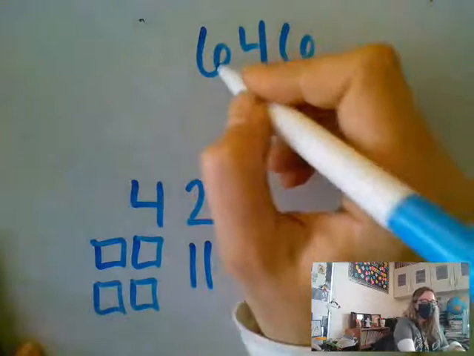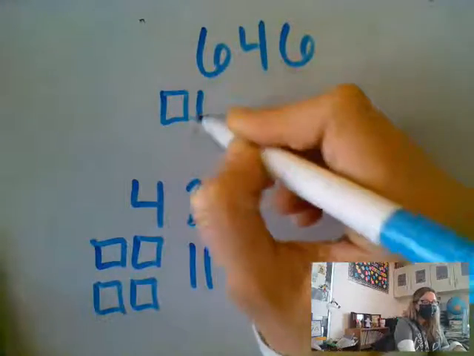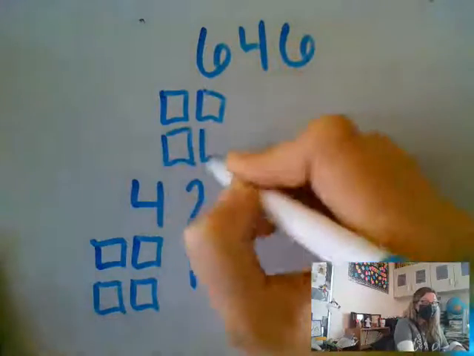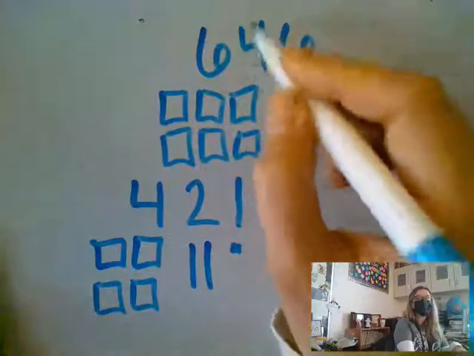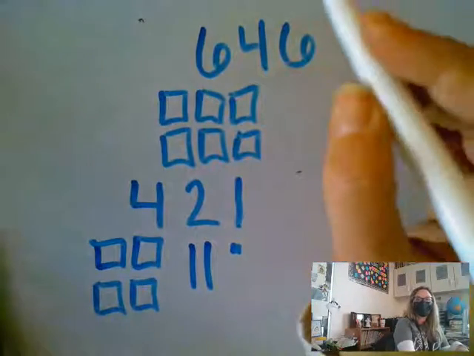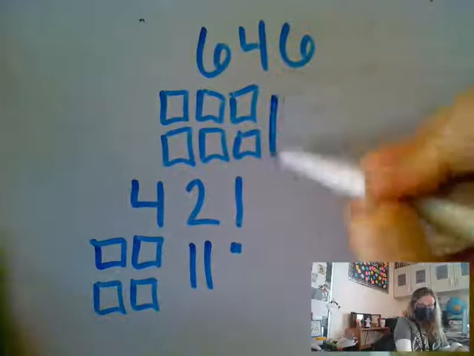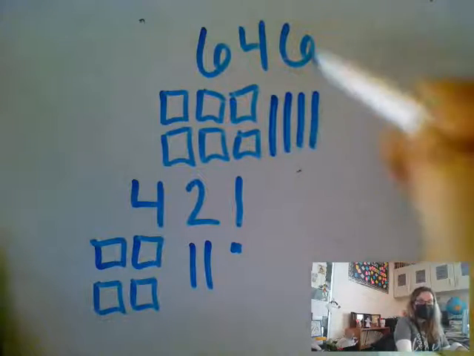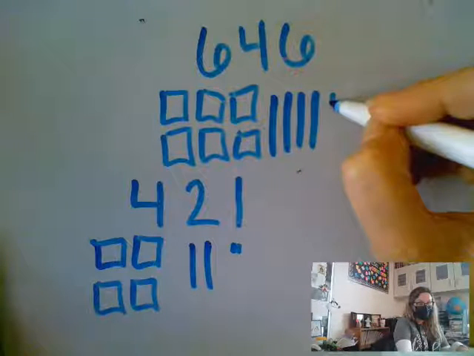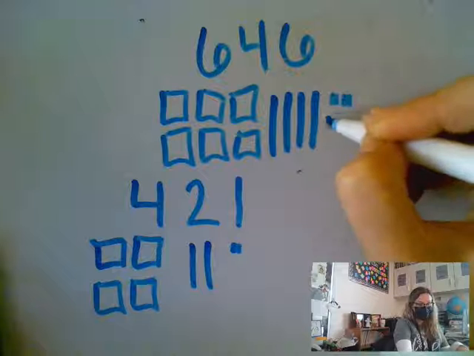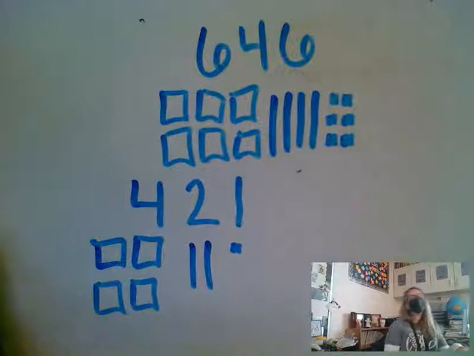Johnny, how many hundreds do I have here? 6 hundreds. That means I have 6 big giant groups of 100. Okay? How many tens do I have? Amelia? 4 tens, right? Which makes 40. And then how many ones do I have? Blake? 6. All right? So that's what we're kind of looking at today.